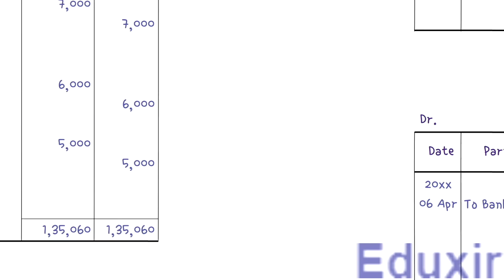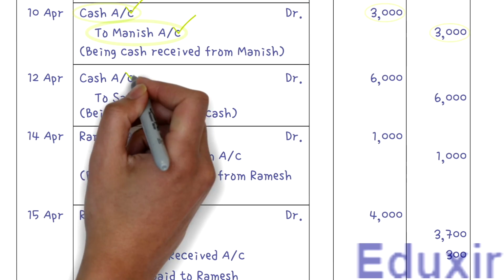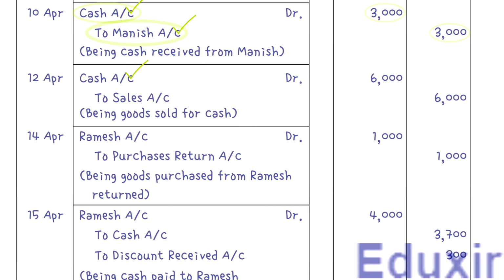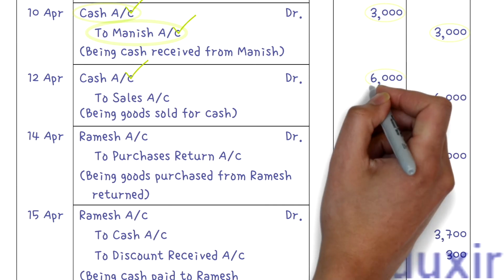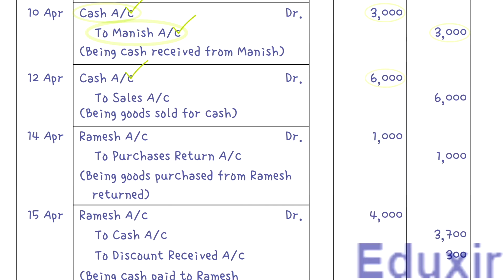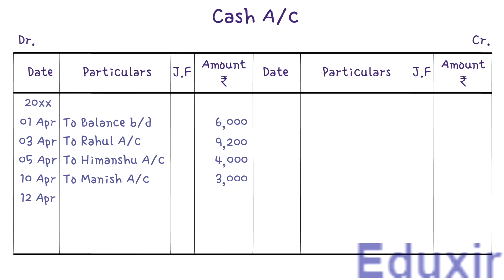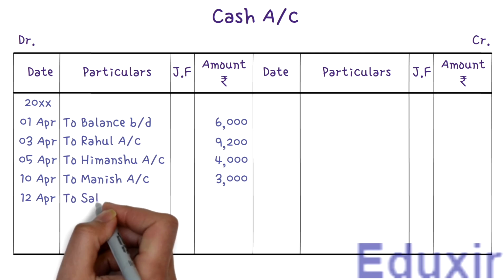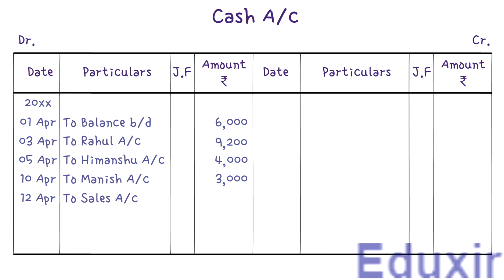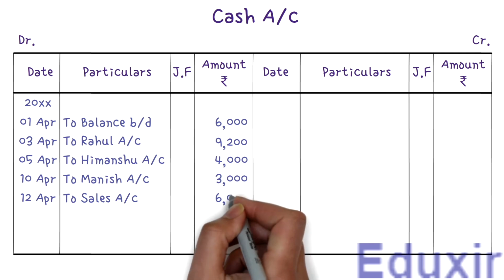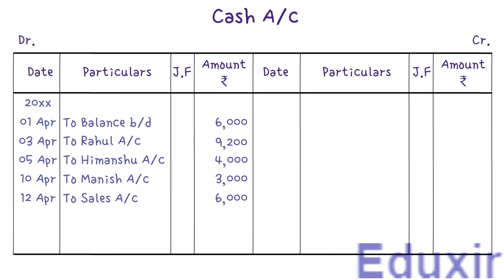Let's now take up the next entry. As the name suggests, it needs to be posted on the debit side of cash account and the debit amount is 6000 rupees. Note that the details that need to be posted into the particulars column is sales account. As we already have cash account, let's now post this entry into that account. Let's first write the date. Let's then write to sales account into the particulars column. Let's then write the debit amount of 6000 rupees in the amount column. With that, we have completed the posting of this journal entry into cash account.